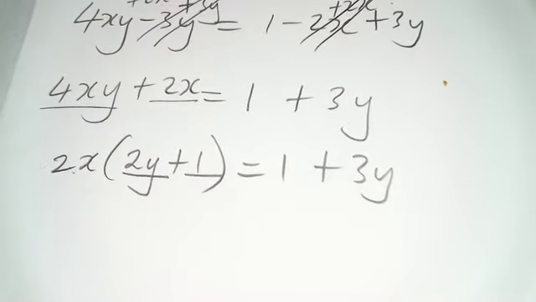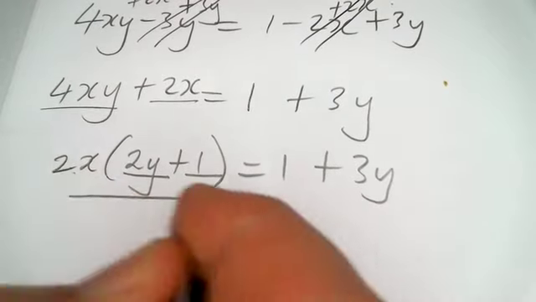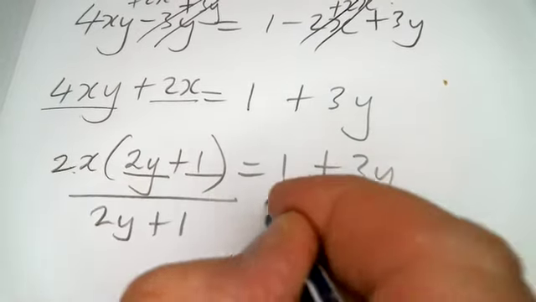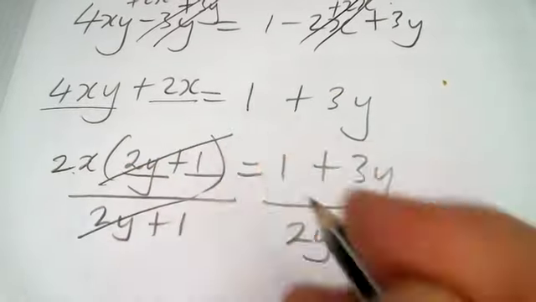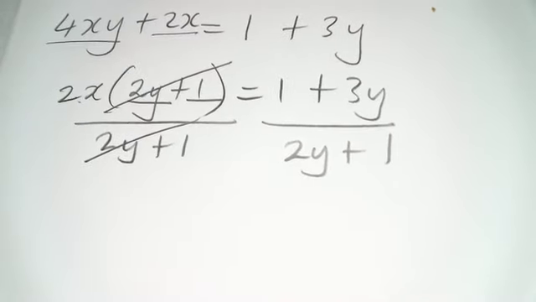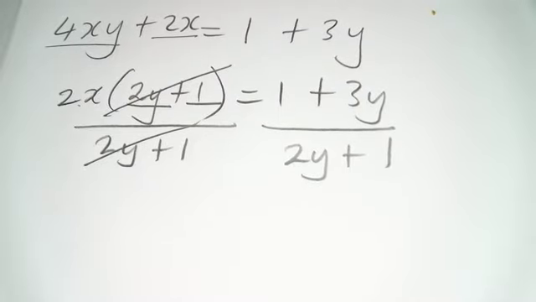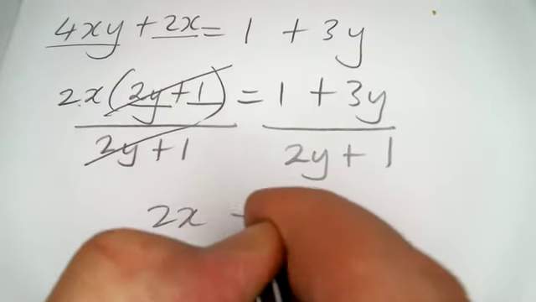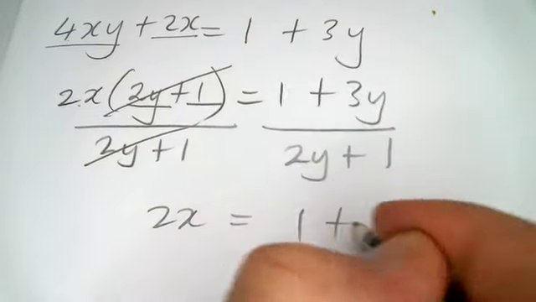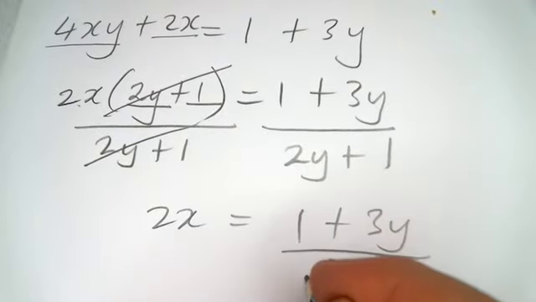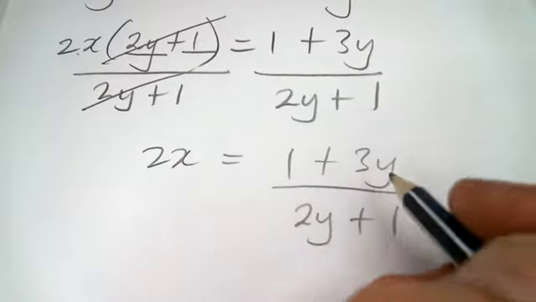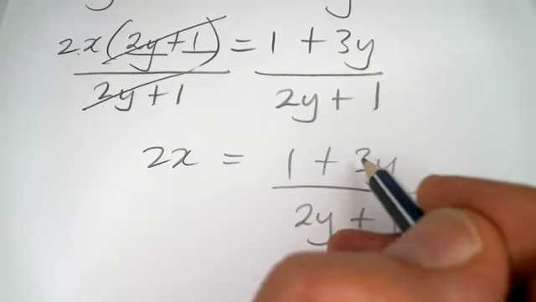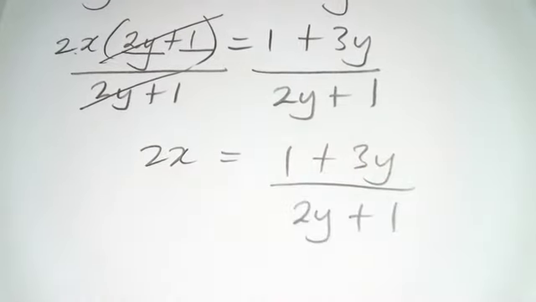So now we can, of course, divide both sides by 2y plus 1. 2y plus 1 divided by 2y plus 1, anything divided by itself is 1. I'm left with 2x here, and I've got 1 plus 3y over 2y plus 1. And in the final solution, we would simply write the 3y first because we put the variable first.